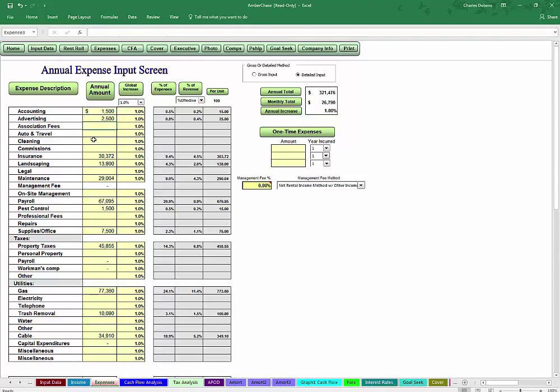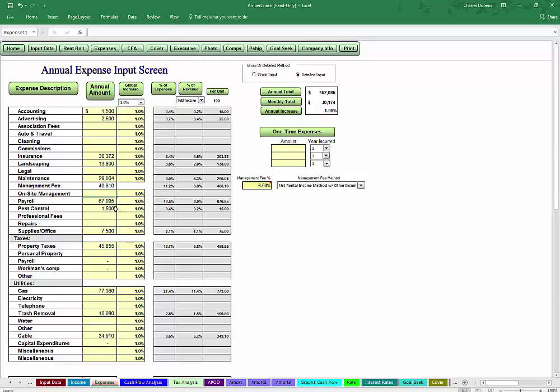Cleaning, I don't know what these properties look like, so I don't know if there's common area cleaning issues. Commissions, legal, on-site management. Here we go. Management fee. Boom. We're going to charge 6%. I don't know why you didn't have that in there, Doug. You always have to put the management fee in there. Why are you capitalizing your income and paying it to his children? That's the way you have to look at that.